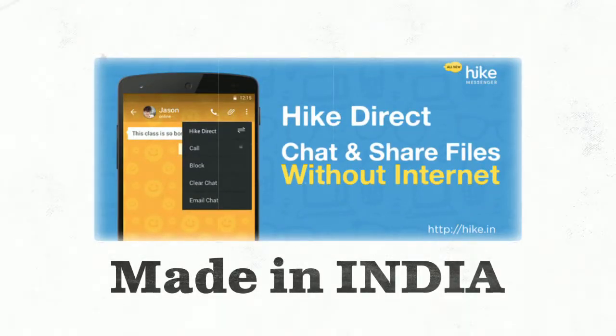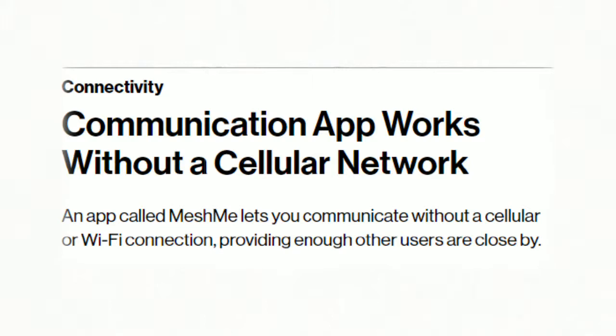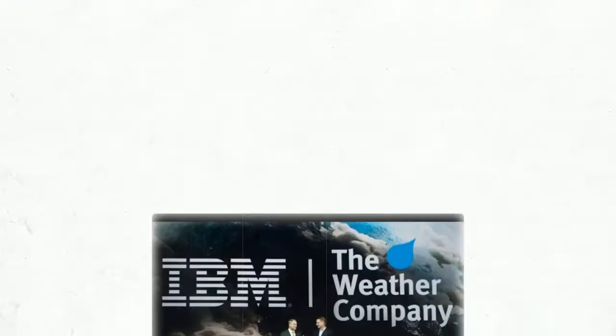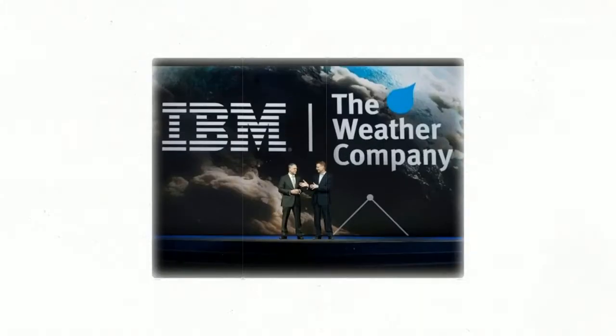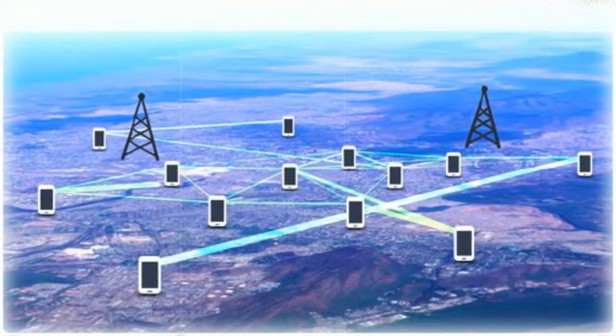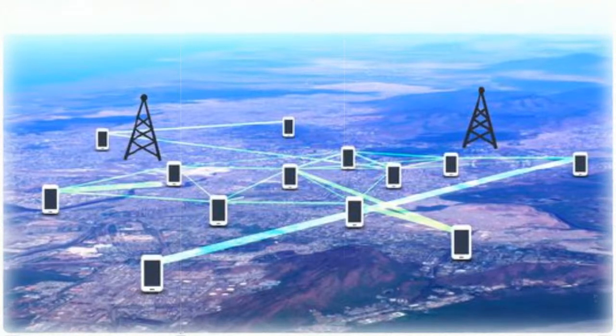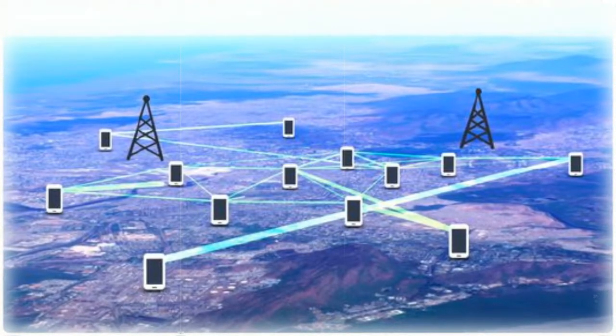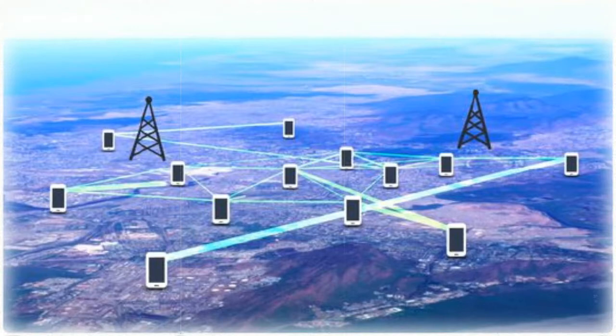We have our very own version called the Hike Direct by Hike Messenger service. MeshMe also lets you communicate without a cellular or Wi-Fi connection, provided enough users are close by. IBM's new weather app sends emergency weather turbulence tsunami alerts without a network. It too relies on mesh networking to transmit data in emerging markets. Just 3.2 MB in size, it is built with slower 2G connections in mind.